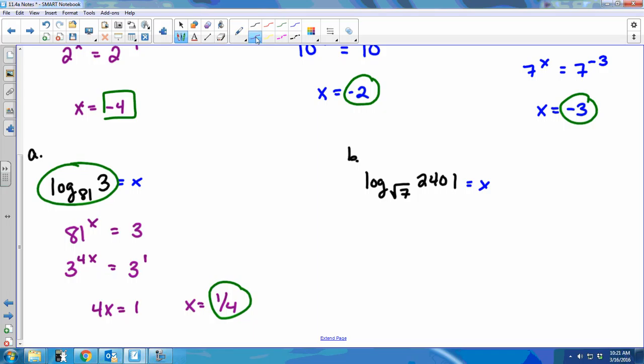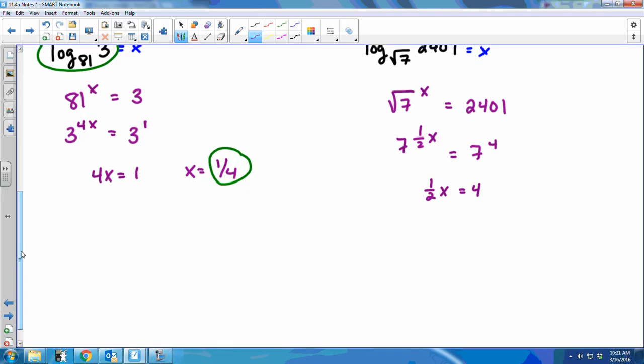All right, on this last one, I have the square root of 7 to the x power equals 2,401. I need to rewrite the square root of 7 because that's confusing. So how can I rewrite the square root of 7 with an exponent? 7 to the 1/2. So I have 1/2 x, right? Equals, and I need to write 2,401 as 7 to some power, which I think is 7 to the 4th. So I have 1/2 x equals 4.